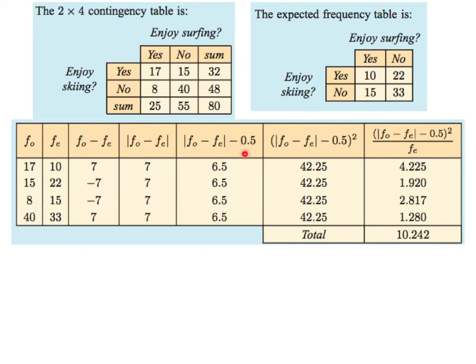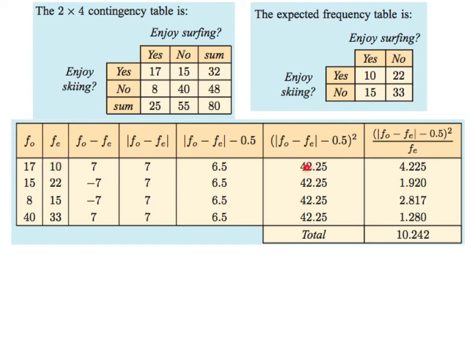This is not intuitive again, but it is part of the process of applying this, and I'm just going to have to say accept it and let's just run with it. So 0.5, we subtract that from our difference. Then we take this value and we square it. If you do 6.5 times 6.5, you get 42.25. Then you take each of these numbers and divide it by FE.